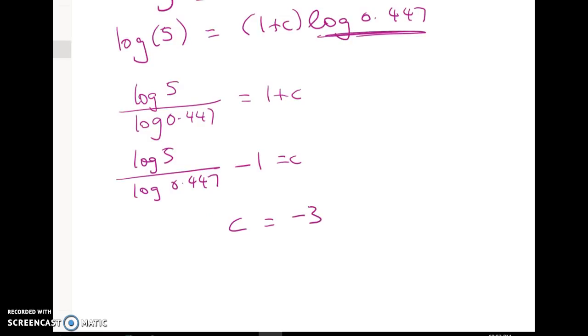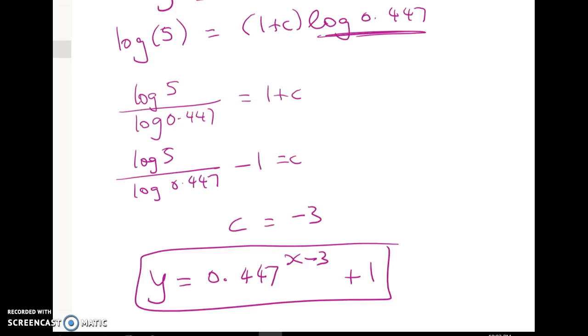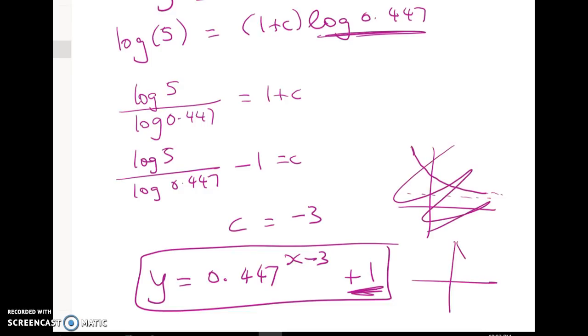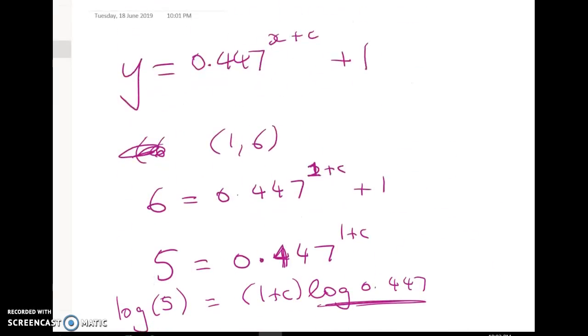So let's put all of that together. We've got y is equal to 0.447 to the power of x take away 3, plus 1. Okay, so there's my exponential equation. Remember, this is because I've assumed that we've got a horizontal asymptote at 1. Well, that's not the right picture, is it? So let's go back up to here.